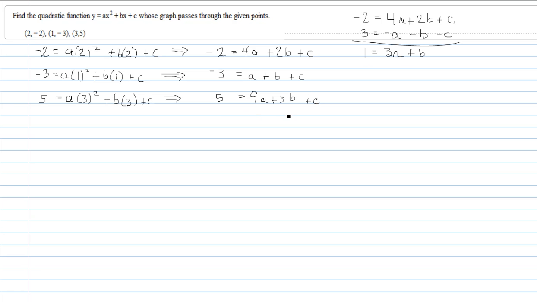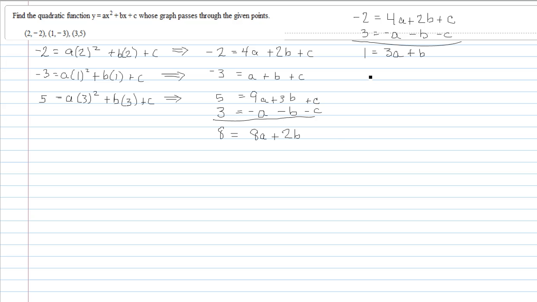Now I'm going to take the second one, and I'm going to multiply the middle one by -1, so I have 3 equals -a minus b minus c. And when I add them together, I get 8 equals 8a plus 2b.